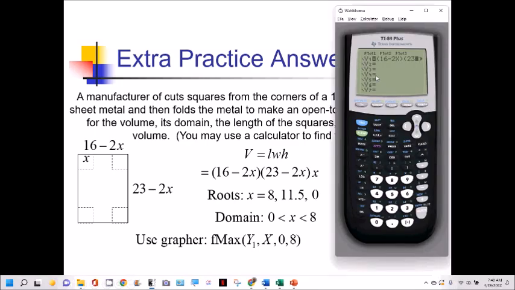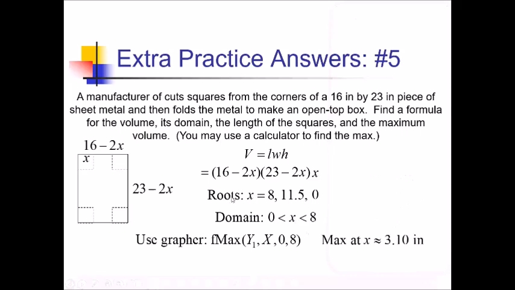So I'm here in my y equals where I've plugged in my function. Let me do second quit, and I'll go to math 7 for fmax. And now I'll go to alpha trace to get my y equals menu, and I'll select y1 there. We do a comma and x. We always do x next. And then we have 0 and 8, my domain numbers. Press enter. And we get an x value of 3.10 if we round that off. So that's the inches that I want my square length to be if I want to maximize the volume.